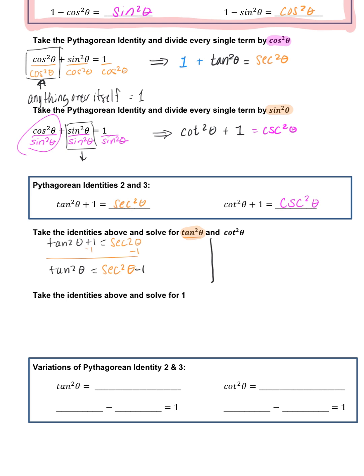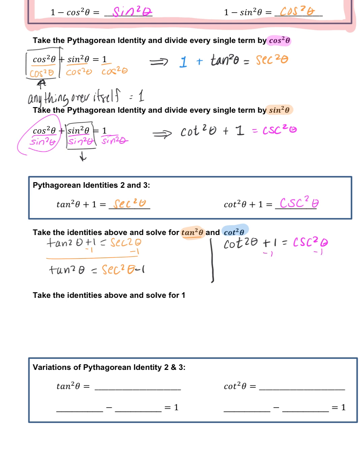So let's do the other side. So now we want to take cotangent. Oh my goodness, I wrote it wrong. Cotangent squared theta plus 1 equals cosecant squared theta. And we want to solve for cotangent squared theta on this one. So we want to make sure that we are solving for cotangent. So again, move the 1 over.